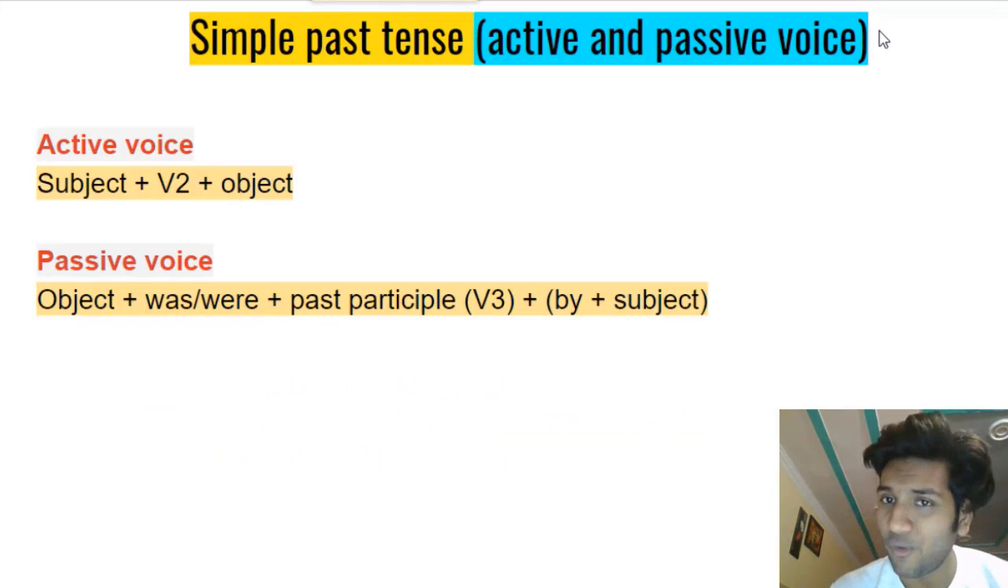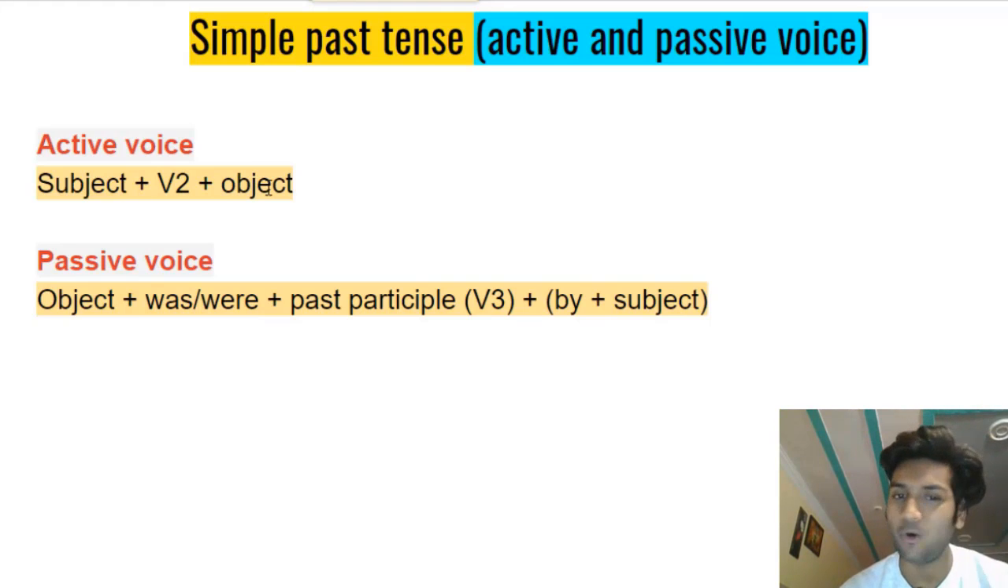Now, in the active voice, we focus on the doer of the action. If you want to talk about the person or people who did the action in the past at some time, you have to write the sentence in the active voice, which you do most of the time. And the structure is this. First comes the subject, the person who performed the action in the past, followed by the verb in the second form, V2, then the object.